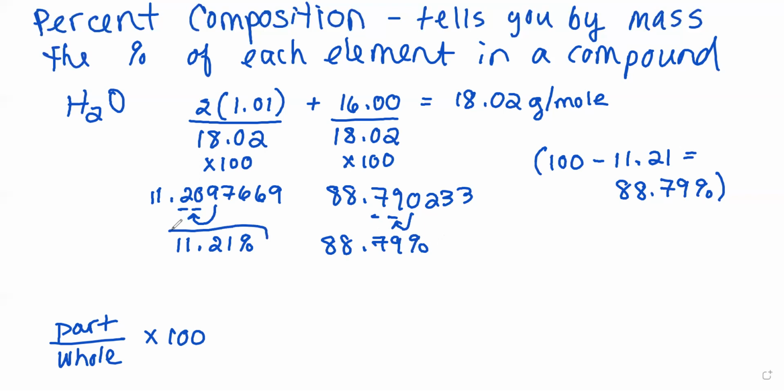And those will be my 2 percentages. That one is for hydrogen, and this one is for oxygen. Okay, so let's try one now that is a little bit more difficult. So let's go ahead and do calcium phosphate.